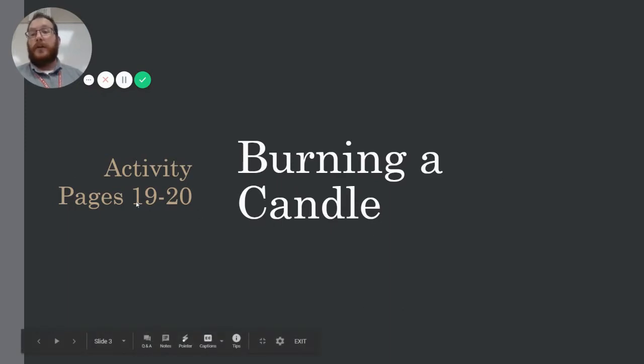So on pages 19 and 20 in the e-text, you're going to be burning a candle, and I'm going to do this for you. I'm going to make a video and stick it in here, so we can take a look at the properties or the changes that happen with burning a candle. So let's take a look.